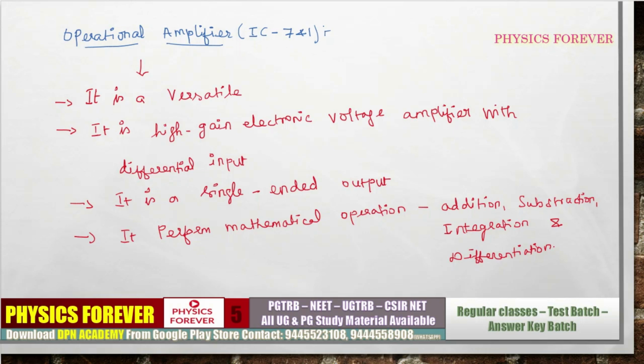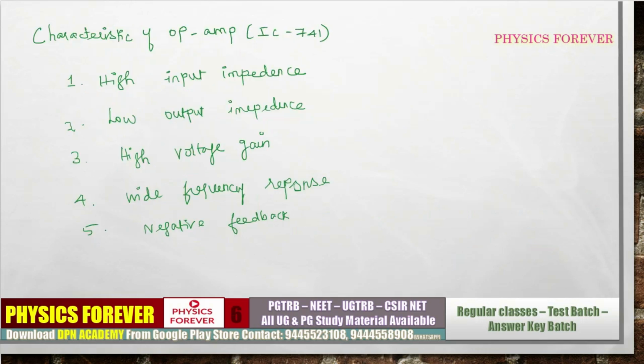So then, what is an operational amplifier? We have to give the most important definition about the operational amplifier. Then after that, what are the characteristics of op-amp? That should be IC741. Already we discussed in the last classes. Just we have to recap. Okay, we have to remember some points from the previous classes. Then what are the characteristics of op-amp?